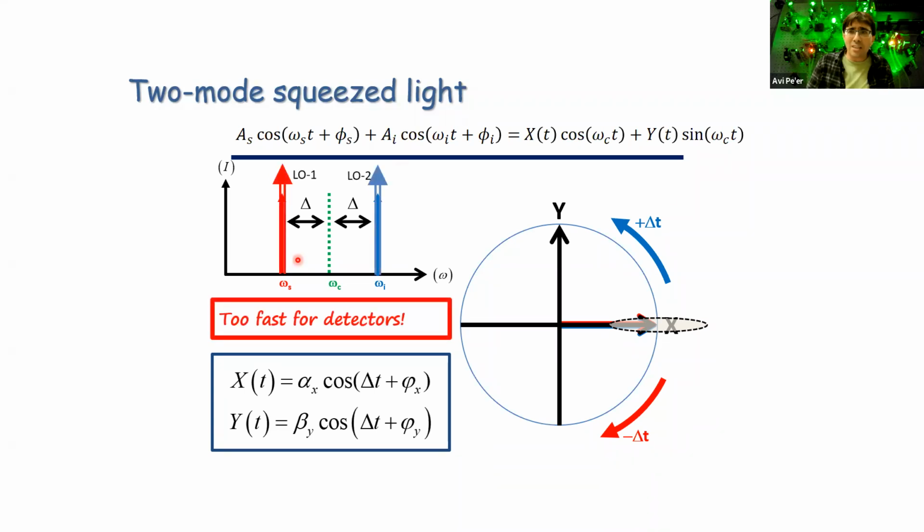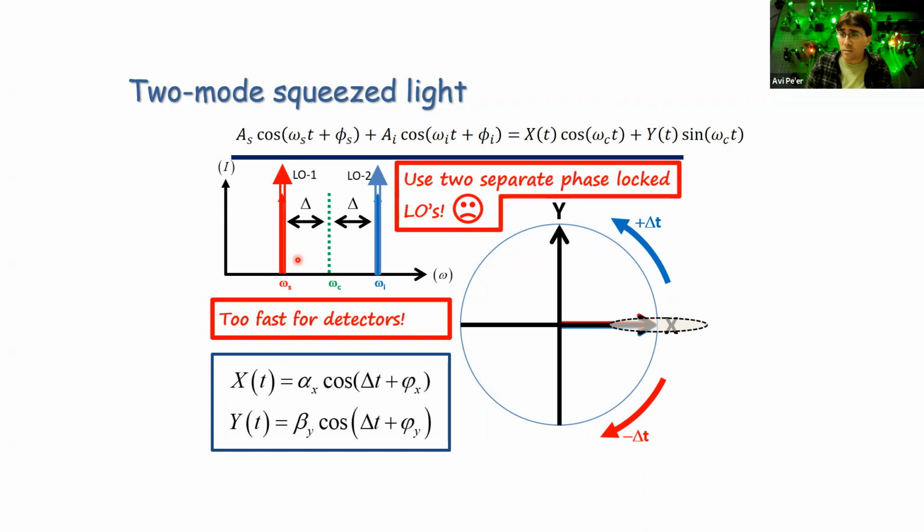But the point is that this is usually too fast for detectors. So what people do is they use a different method to measure. They don't measure the quadrature directly because they can't. What we usually do is measure each one independently with a local oscillator of its own, and then look at the correlations between those two.